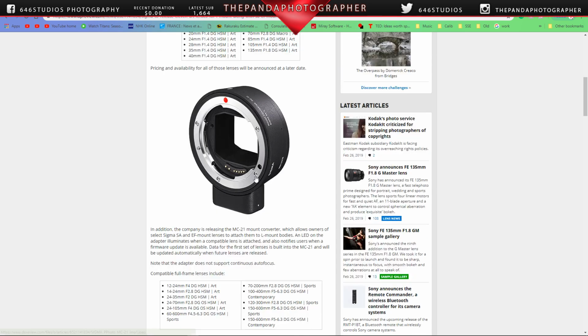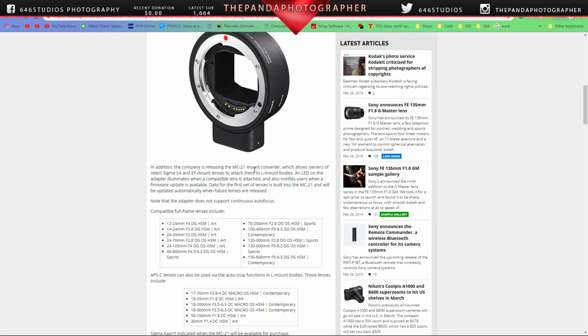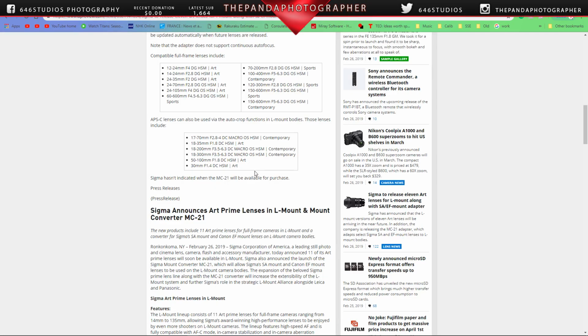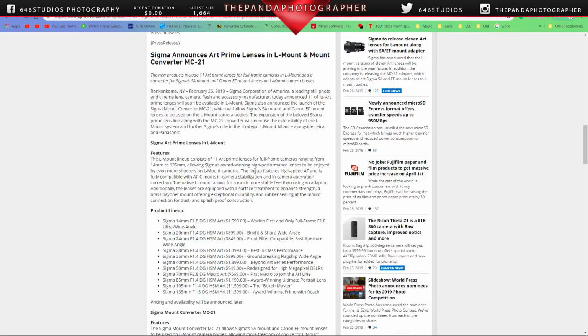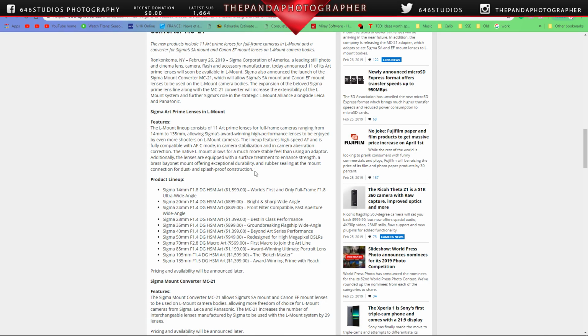But anyway, so read this article from DP Review. It talks about all the lenses coming out and compatible lenses that will be available. So the 12 to 24. So they talk about notes of the adapter that it's not supported in continuing autofocus. Compatible full frame lenses included. See? So you gotta read all of this information, and especially what the lineup is going to be and when to expect these lenses to come.